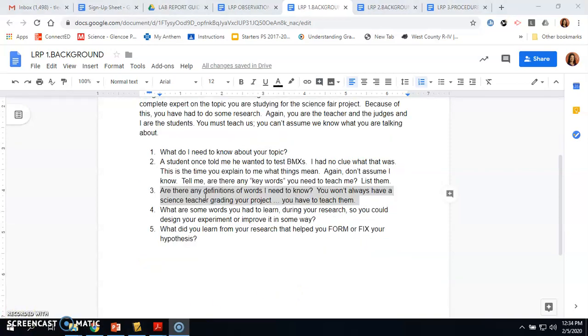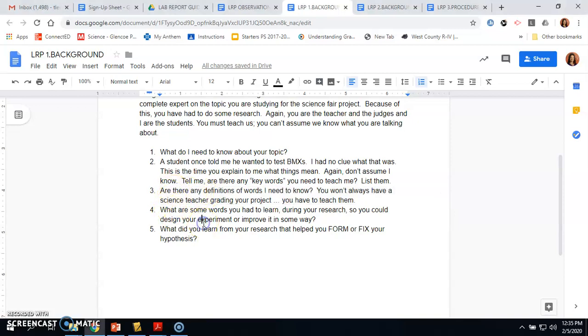Number 2 and number 3 are similar in that you're teaching me keywords. Now, you don't necessarily have to give me a definition. For example, for number 2, BMX, you could have just written what BMX stands for. Number 3 is where if you're going to give definitions, like I just showed you on number 2, like what's the definition of cellulose? What is pH? How do you use pH, etc.? Those might be things that I need to know.